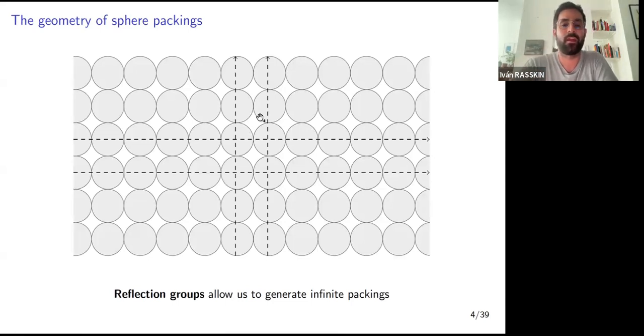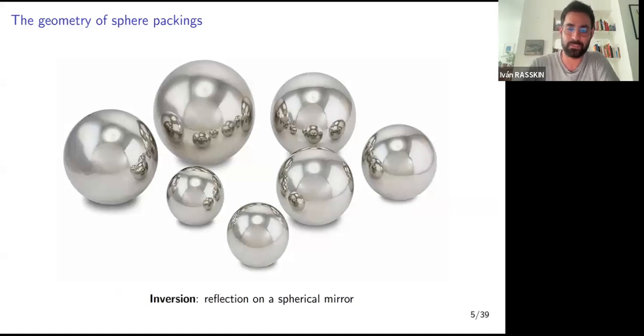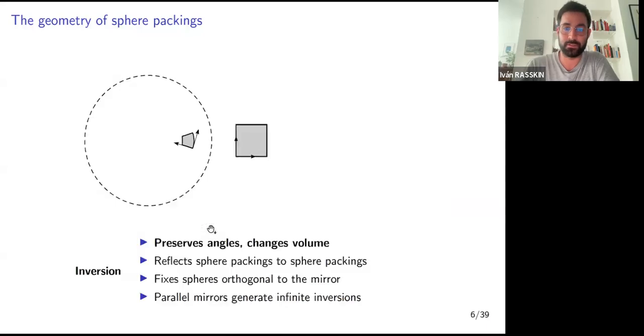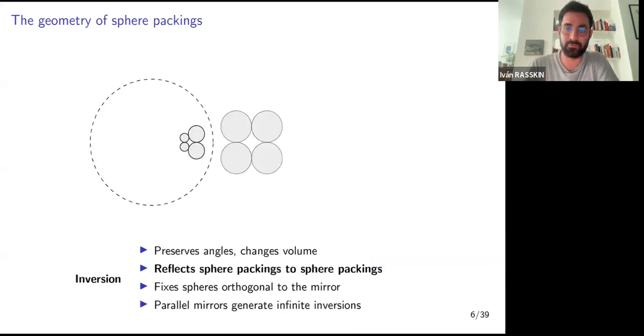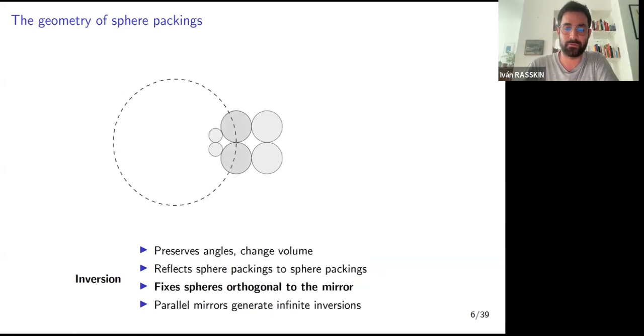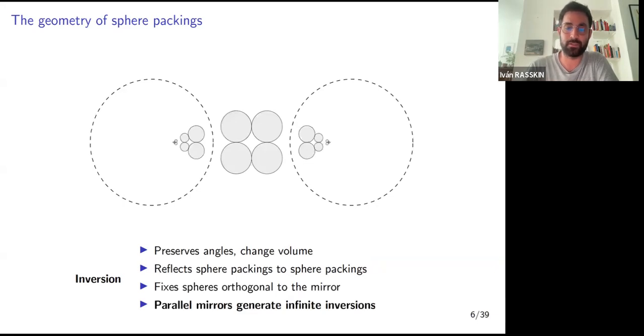Then we can add another reflection that is called a spherical reflection or hyperbolic reflection, which is a reflection on a spherical mirror. It's also called an inversion. These inversions preserve angles, change the volume, and have the good property that they map sphere packings to sphere packings. It also fixes spheres orthogonal to the mirror. Parallel mirrors generate infinite sphere packings. They can generate infinite inversions.